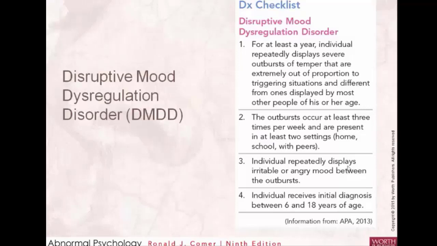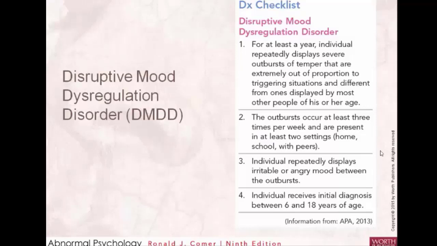So these outbursts must occur at least 3 times per week and have to be present in at least 2 settings. This is important because if the outbursts only happen at school, maybe they're happening because of bullying or because of issues with a teacher. Or if the outbursts only happen at home, then we start to wonder, is there some kind of abuse at home? Is this behavior being reinforced in some way? That kind of thing. But if the problem is happening in multiple settings, then that tells us perhaps that there's something else going on.